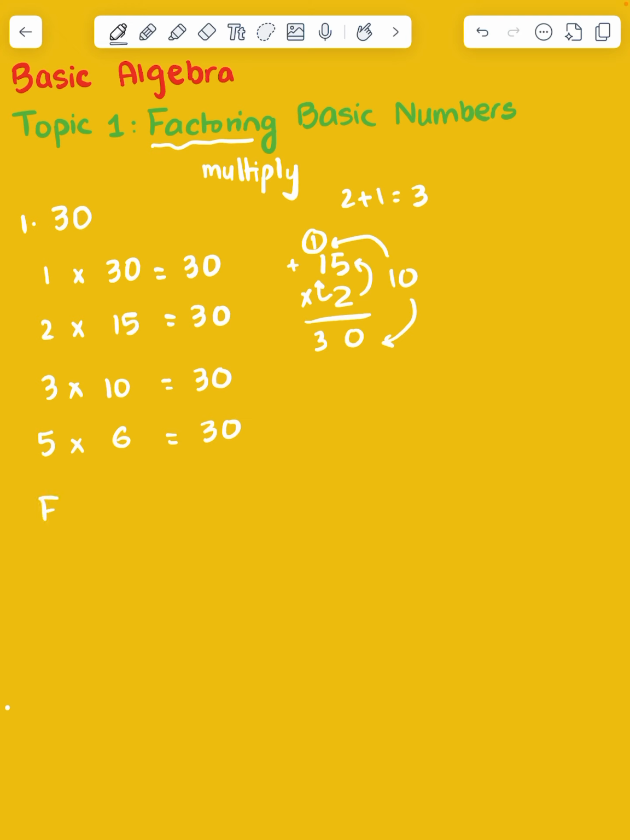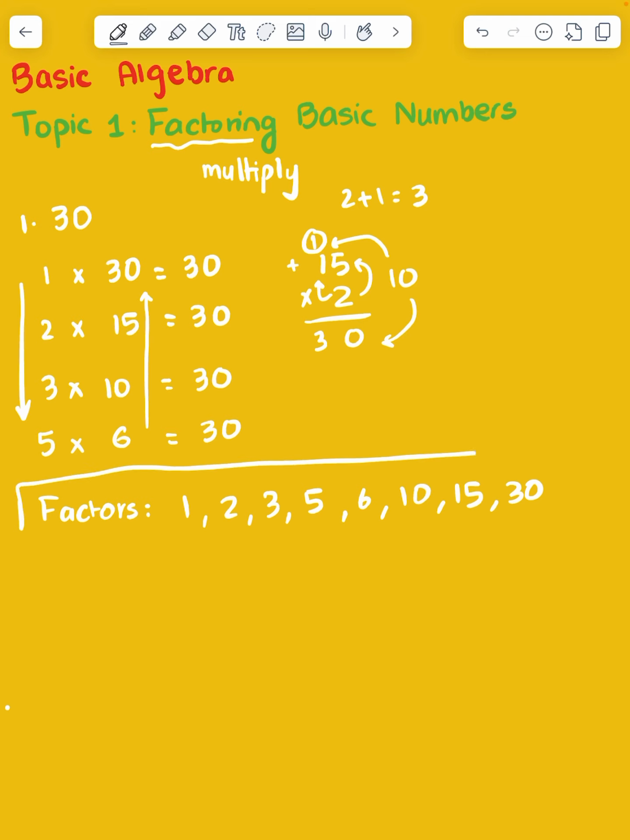So to write your answer on what are the factors of 30, you go down the line, 1, 2, 3, 5, and then go up the line, 6, 10, 15, and 30. And right here are your factors for 30. Let's try another problem.